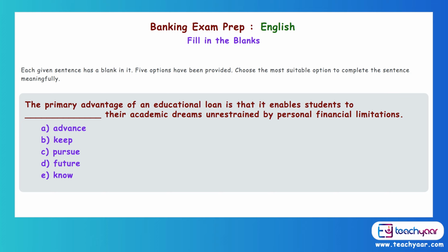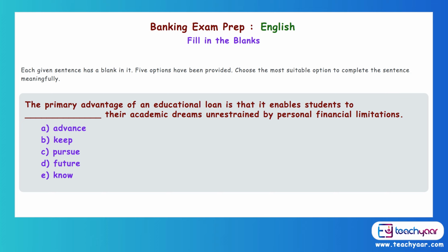Now, which do you think is the right option? If you know the meanings of these words, I'm sure you will know that advance is not the right word. Keep is not the right word. Pursue, to pursue their academic dreams. Because what is a dream? It is something that you want to achieve. But to achieve that dream, you need something. So what is it that you need here? You need the finances. You need the money. So the advantage of an educational loan is that it enables the students to pursue their academic dreams.